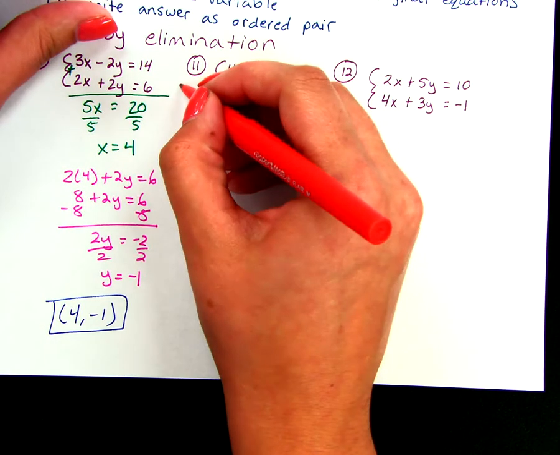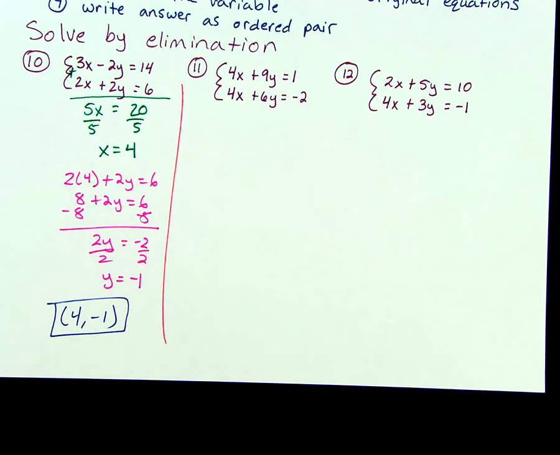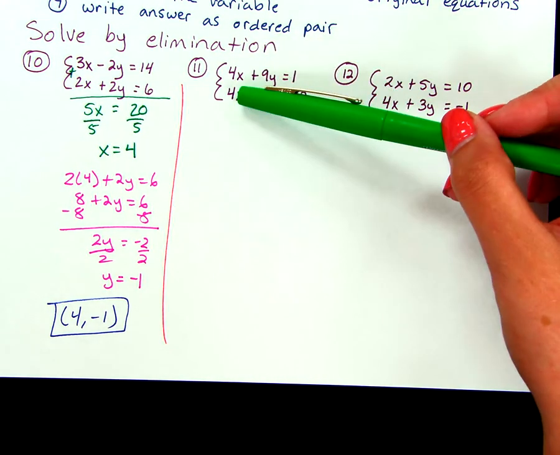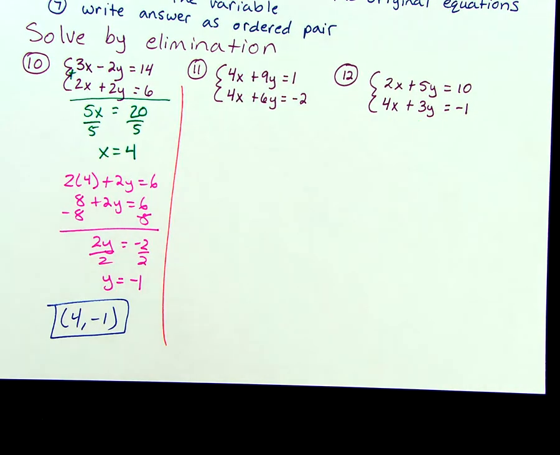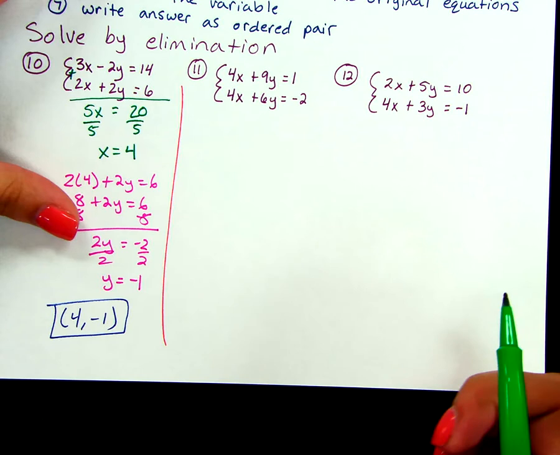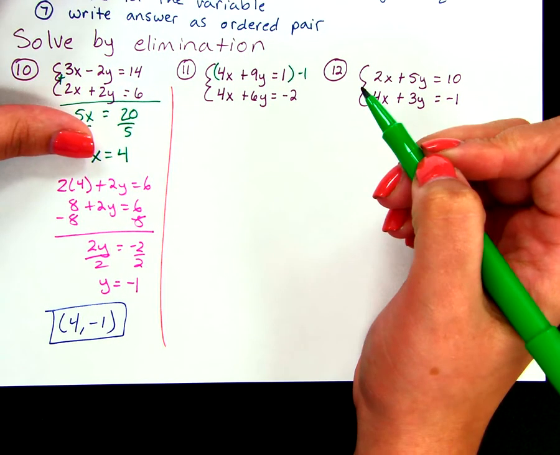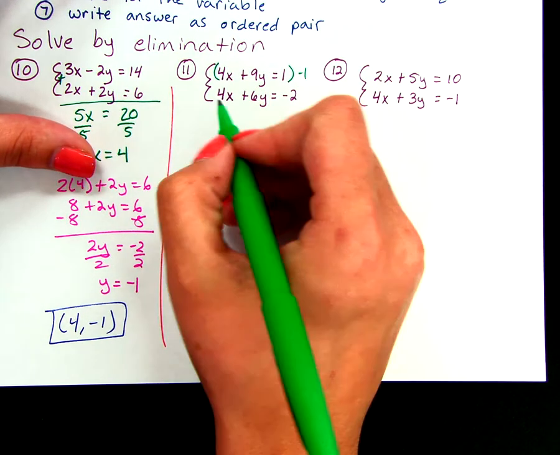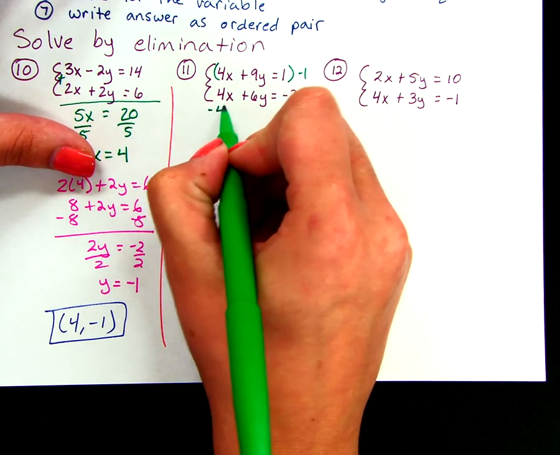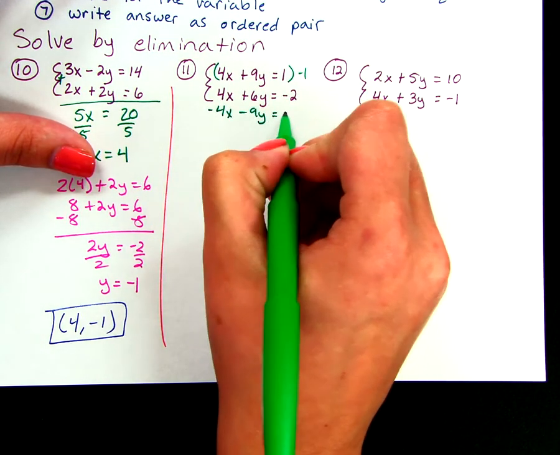Alright, so again, the next one we're going to look at is kind of the same thing. We're going to decide which variable we want to eliminate and then figure out if we have to multiply either one or both equations by a number to make that happen. Looking at this, I'm going to want to eliminate the x because there are already 4s, so I would just have to pick one equation and multiply it by a negative, and I've created my opposite. I'm going to take the top one and multiply it by -1. Remember, we're multiplying everything by -1. That will give me -4x minus 9y equals -1.